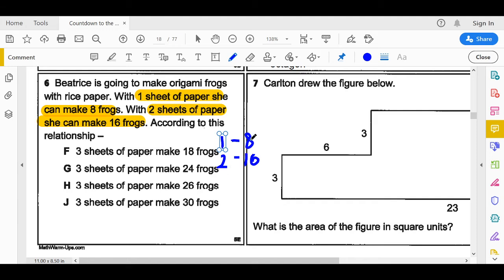We know that we are counting by 8s, like the tables of 8. 8, 16. So with 3 sheets of paper, how many can she make? What is 16 plus 8 more? Good, you found the answer. That is 24. And then so on with the tables of 8.